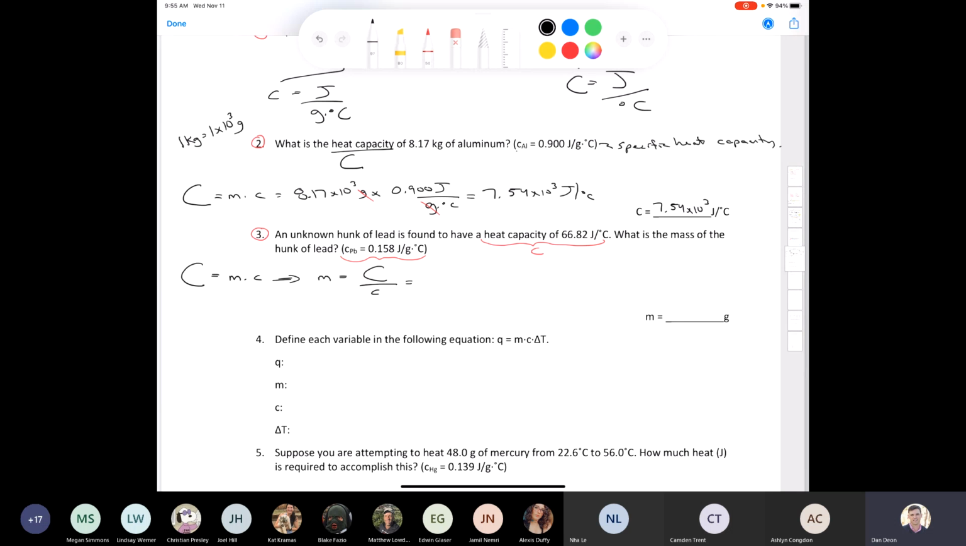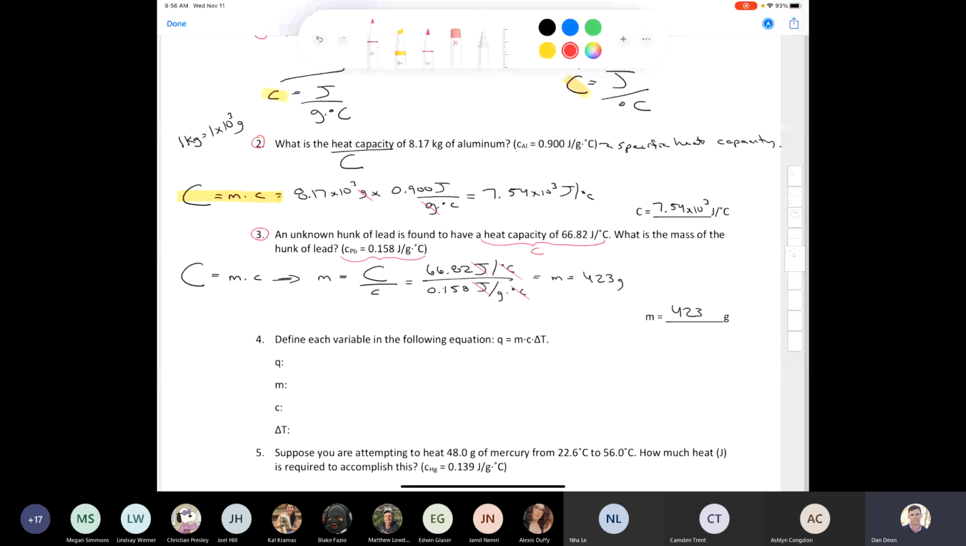So we took the heat capacity, which is 66.82 joules per degree Celsius, divided by 0.158 joules per gram degrees Celsius. Look at this. Isn't this a beautiful thing? Joules cancel, as do degrees Celsius, and we end up with grams. And so we end up with a mass of 423 grams. There we go. So just manipulating this formula. So what does that tell you? You need to know what the units of specific heat capacity and heat capacity are. You need to know this formula. And with that, you'd be able to answer all the last three questions.